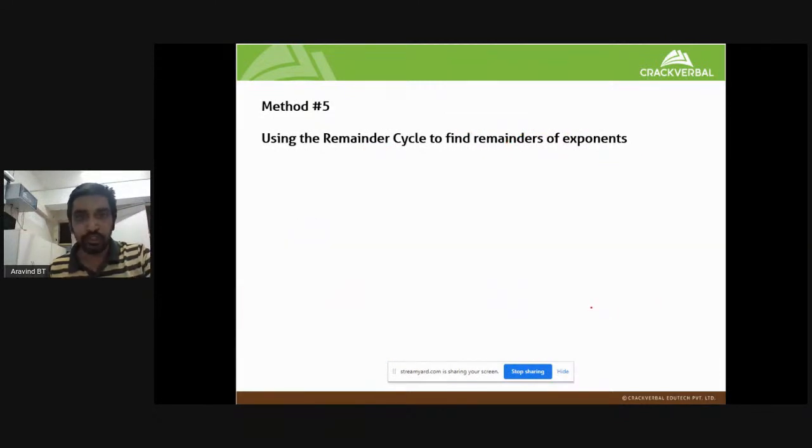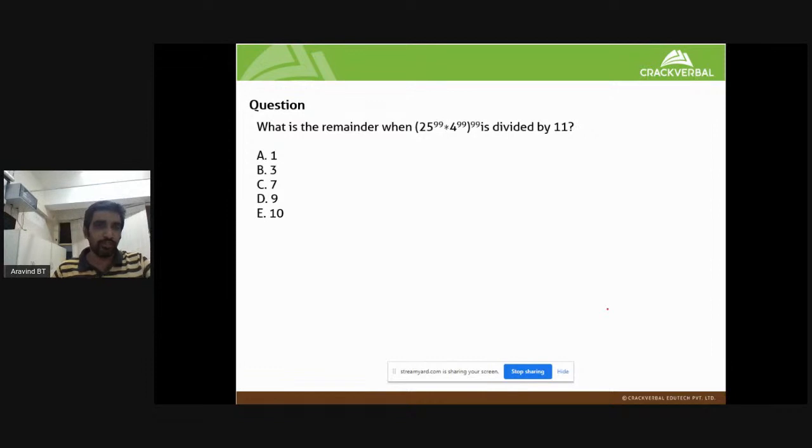Clear? So let's try this method on this question. I'll probably give you a 90-second timer on this. So a hint that I want to give you would be to focus on the numbers inside the bracket and try to get the remainder as 1. That's a hint.